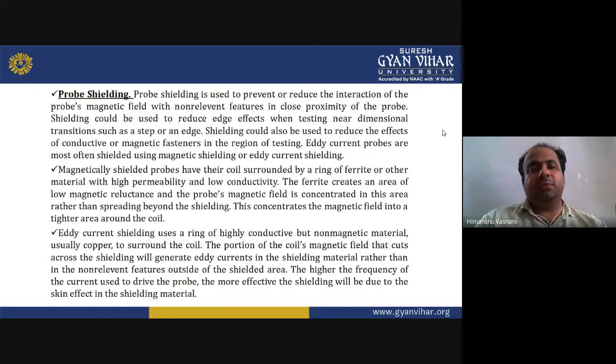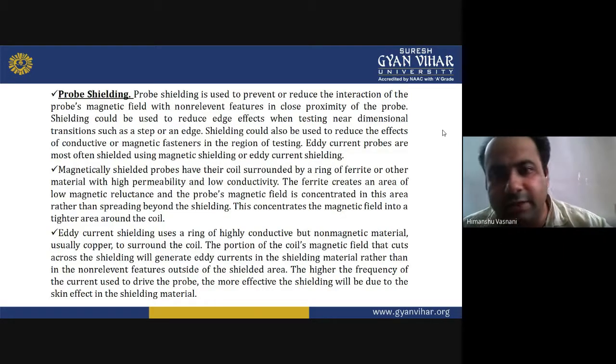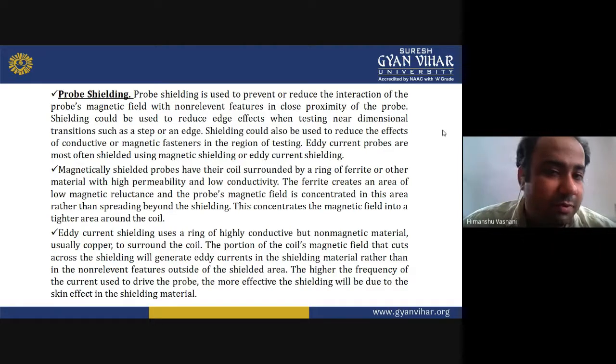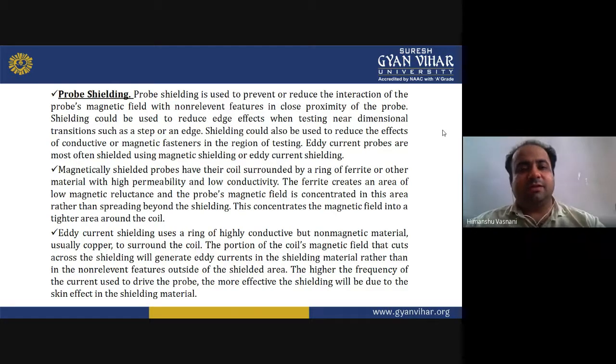Now, probe shielding. Probe shielding is used to prevent or reduce the interaction of the probe's magnetic field with non-relevant features in proximity of the probe. Shielding could be used to reduce edge effects when testing near dimensional transitions such as a step or an edge. We have also discussed these edge effects previously.